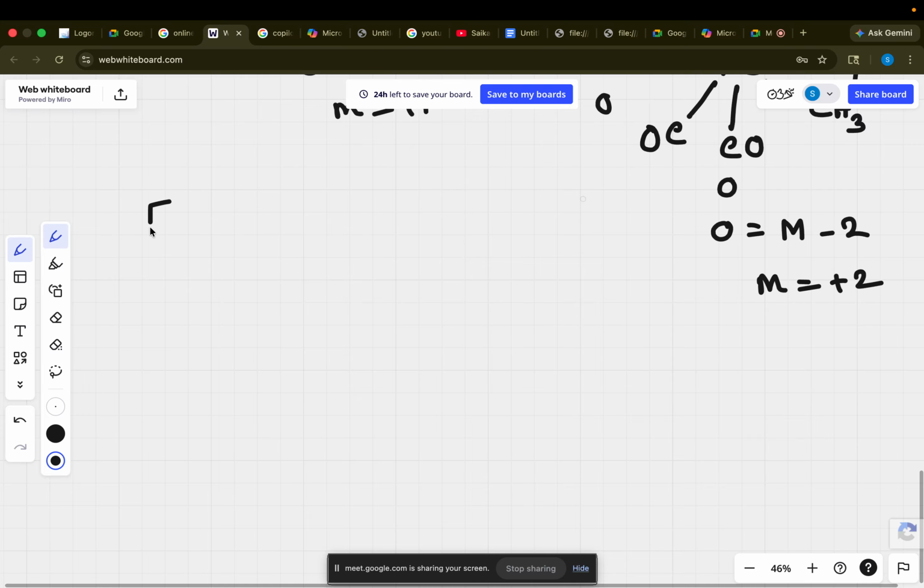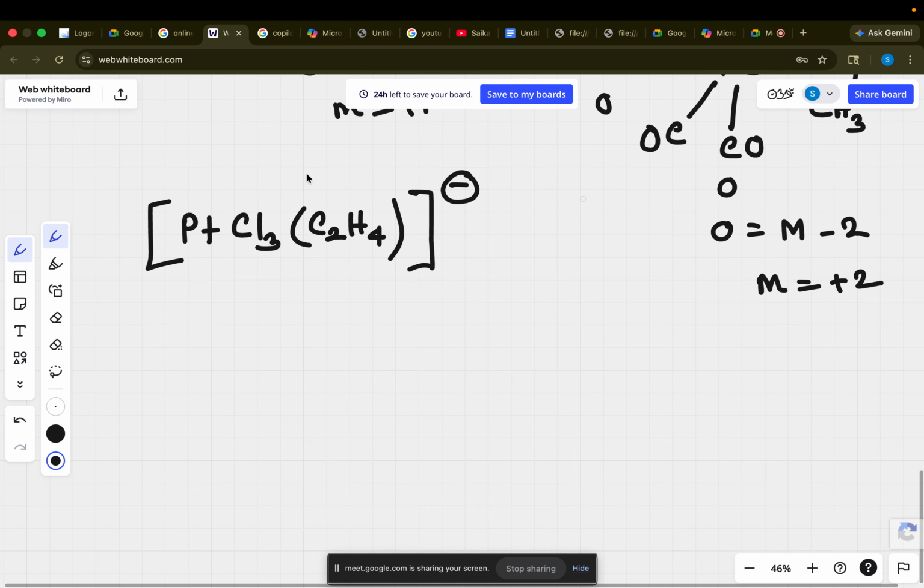Now, suppose you have this PtCl3(C2H4) minus. What is the name of this compound? This is Zeise's salt. Find out the oxidation state for the platinum center. Plus 2, right?